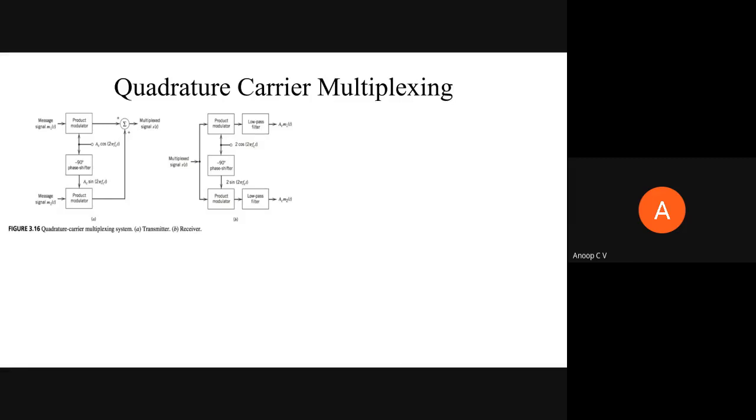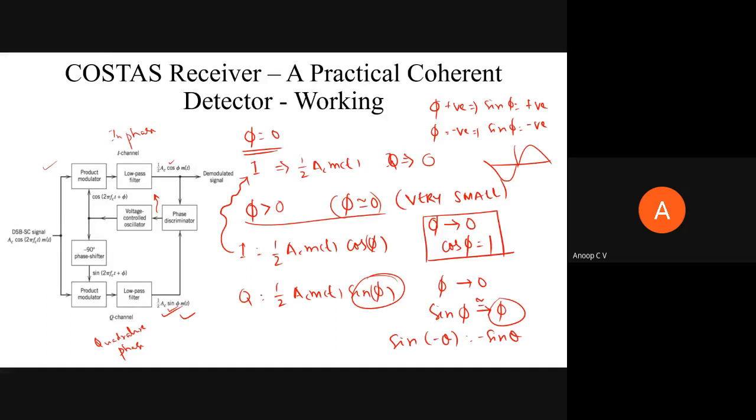So now, if you have any doubt in our Costas receiver, you may please ask. Any doubt? Is there anyone with no doubt? Okay, so no doubt. Right.